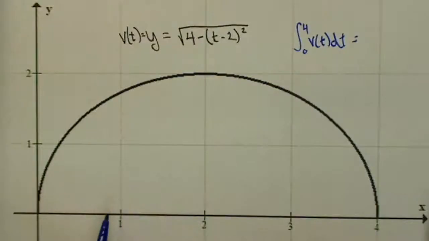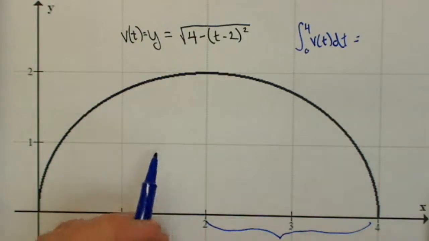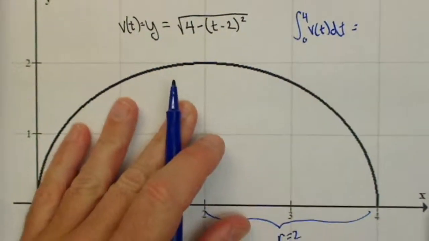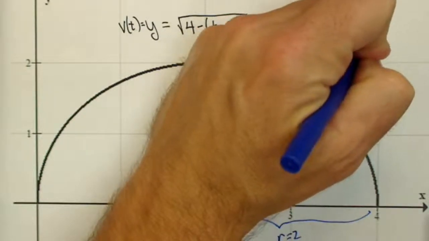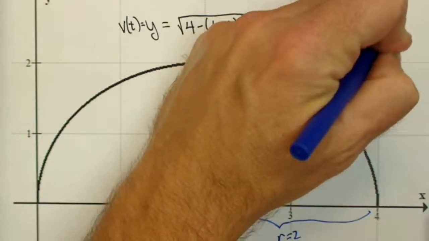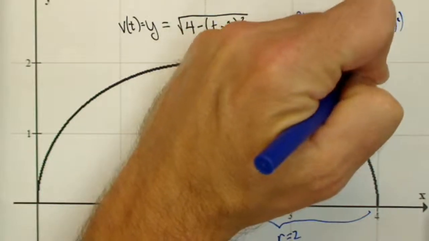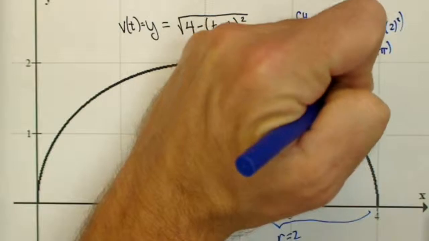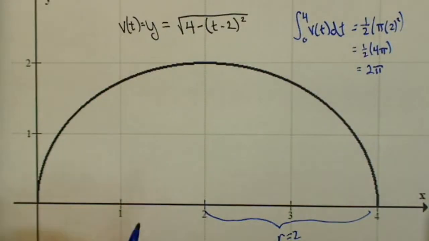Because what we're looking at is a circle, again, with radius 2 and just its top half. So half of a circle of radius 2, so 1/2 times pi times 2 squared equals 1/2 times 4 pi equals 2 pi. Now let's think about what this means in the context of the problem.